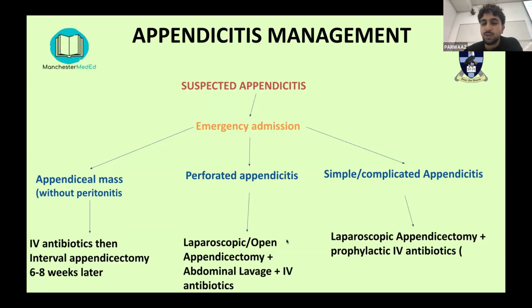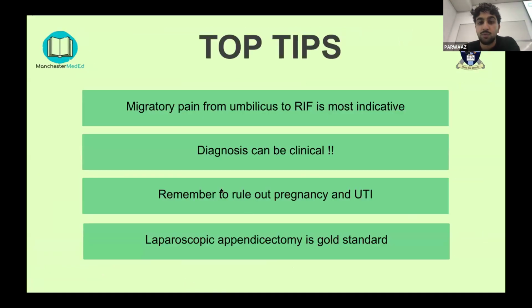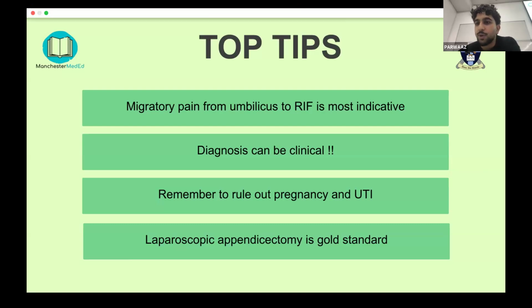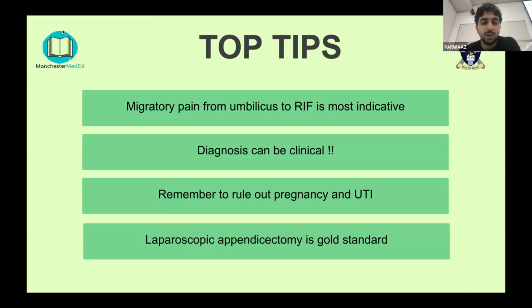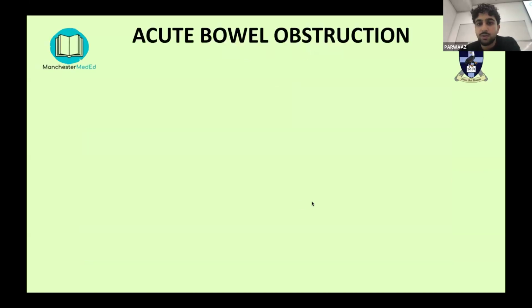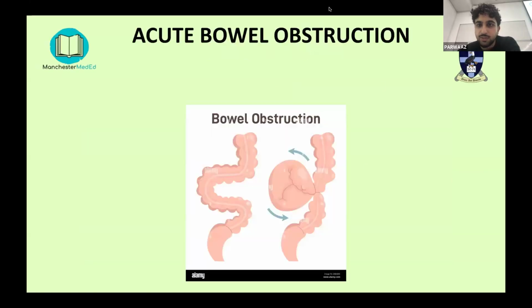Okay, so it's pretty simple to manage appendicitis, really. It's usually just laparoscopic appendicectomy, but the main things that I really wanted to mention was how to figure out if someone has appendicitis, especially in women of childbearing age. So main things to remember: migratory pain, rule out pregnancy and UTI, make a clinical diagnosis, but you can use ultrasound if you think otherwise, and always laparoscopic appendicectomy. Okay. If anyone has any questions about anything, just leave them in the chat and then we'll get to them later on. Brilliant. So next condition.